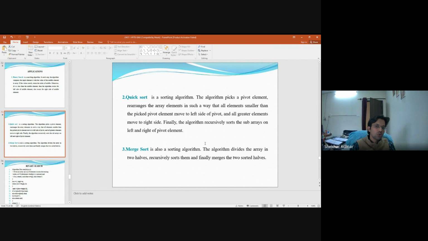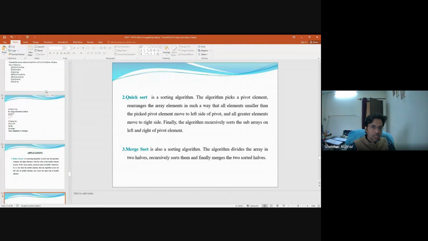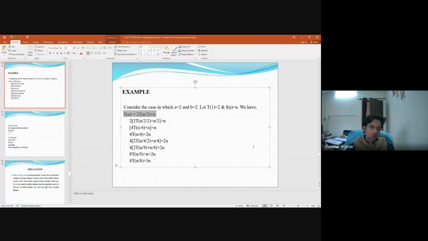Randomly, we divide the problem into two halves in quick sort. Next is merge sort. In merge sort, I divide the problem into equal halves. In quick sort, we use a random generator, and according to that random pivot value, the problem is divided into two halves. But in merge sort, the array is just equally divided into two halves. After solving, we merge these two halves and find the solution. And this is the recurrence relation of merge sort: T(n) equal to 2T(n/2) plus n.